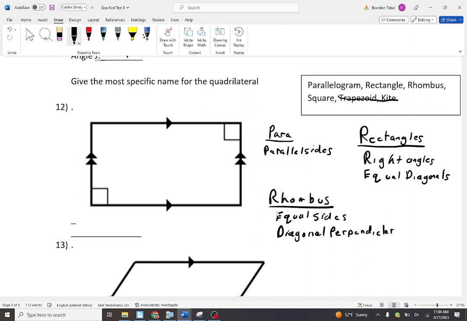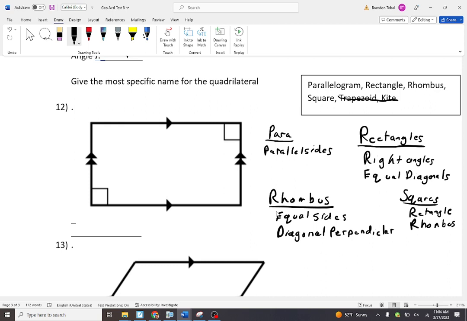I will not be giving you this. I'm just giving you a little bit of review of what they are, so you have it here, and it's on the video too, so it helps you understand why I picked this. And the squares, you could kind of think of it as the all above. It has everything a rectangle has, and everything a rhombus has, and also everything a parallelogram has.